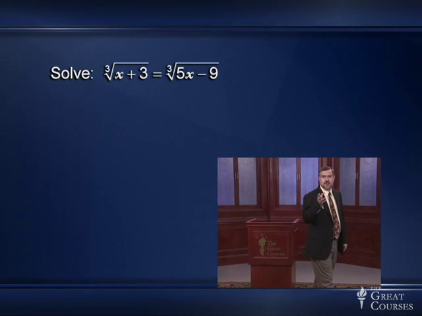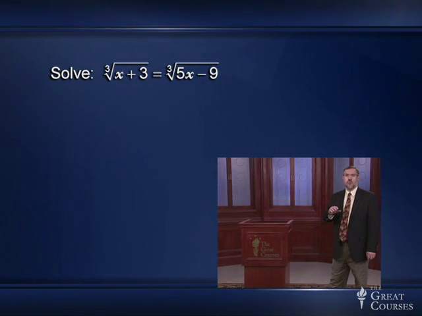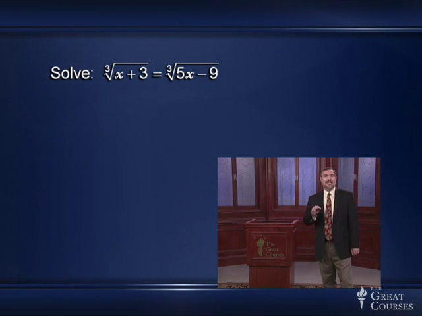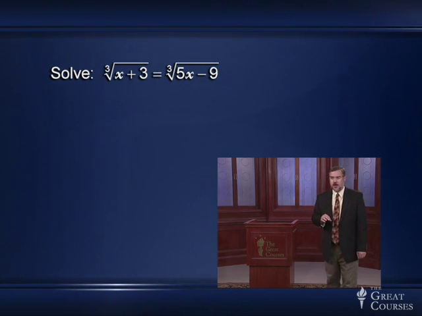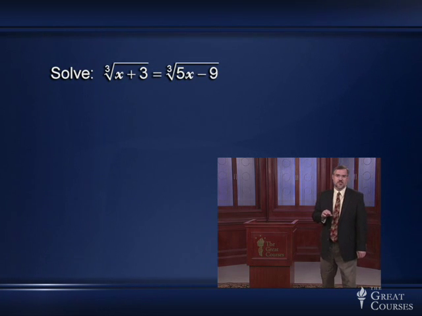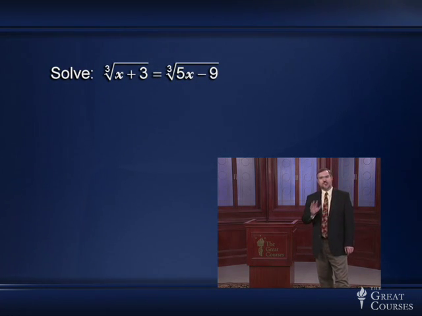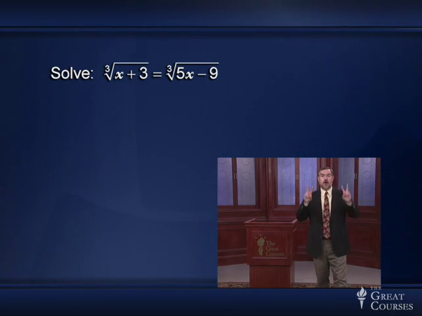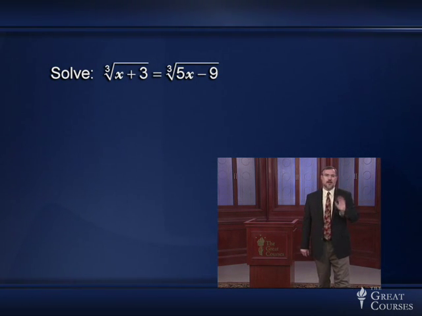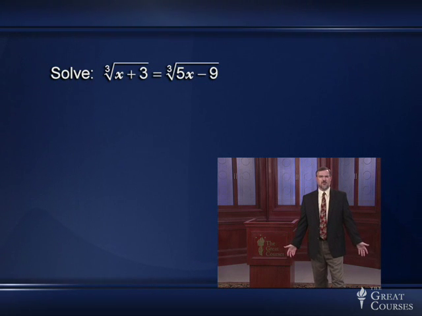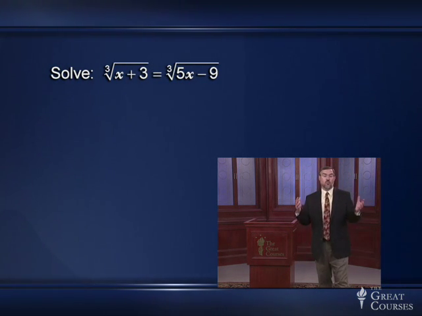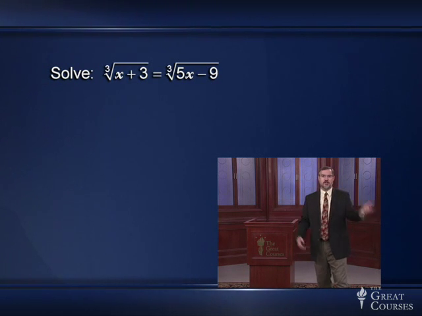The example will be this. Solve the following equation. The third root of x plus 3 equals the third root of 5x minus 9. Now, this is an interesting kind of equation, actually. In the earlier comments, I said you wanted to isolate the radical, get the radical by itself. Unfortunately, there are actually two radical symbols here. How in the world are you going to get the radical by itself if there's one on each side?